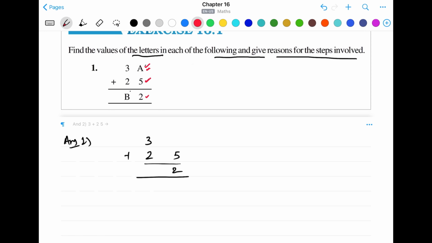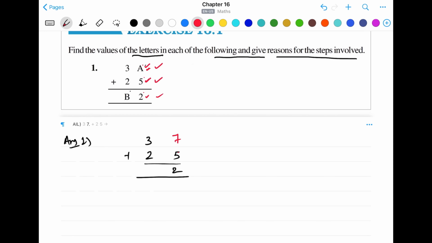That means this is a 2-digit number, this is also a 2-digit number, so 2-digit numbers are added and their sum is also a 2-digit number. That means when we're adding this A to 5, we're getting a number that is 2 here. That means their sum is equal to 12. So their sum is equal to 12 only when this A is equal to 7, because we know 7 plus 5 is 12. So at the place of A we have 7.